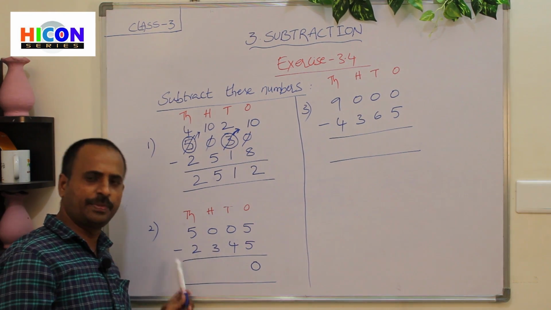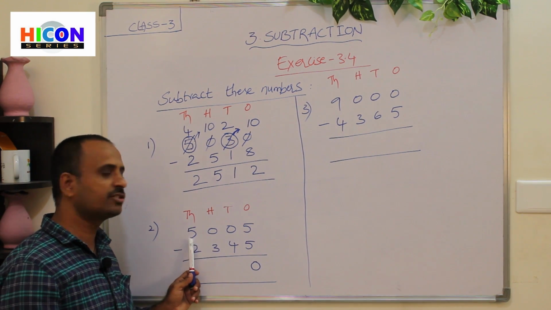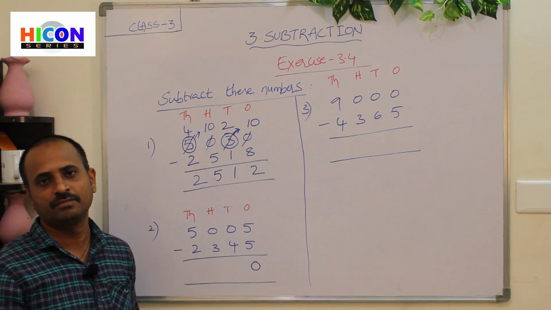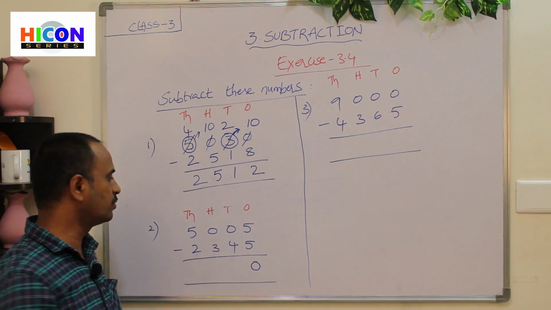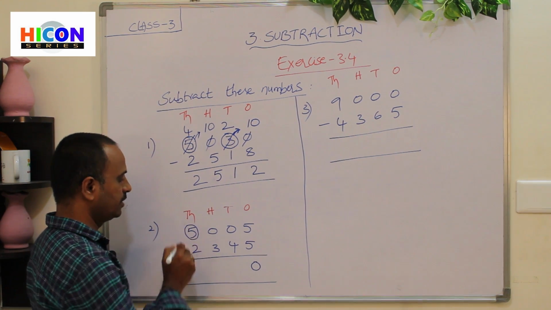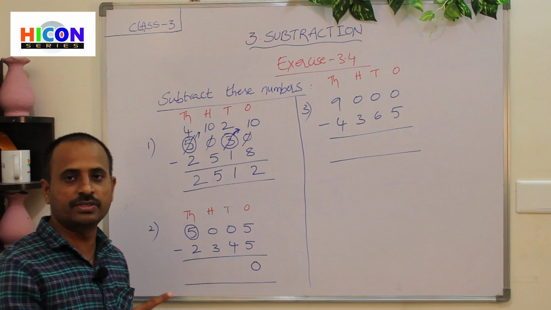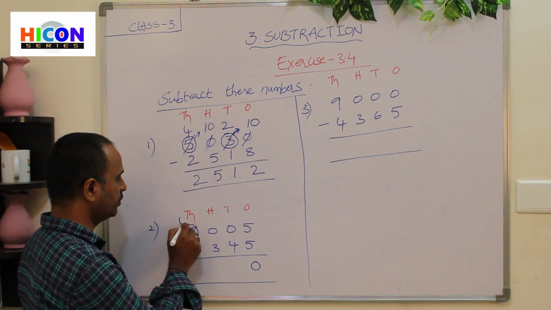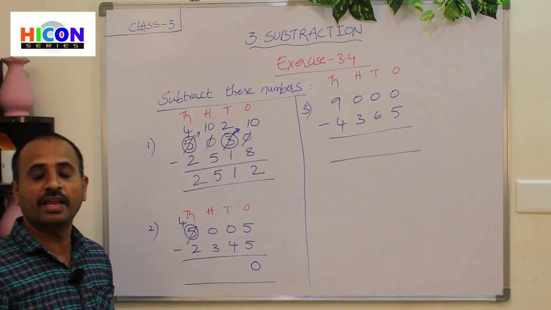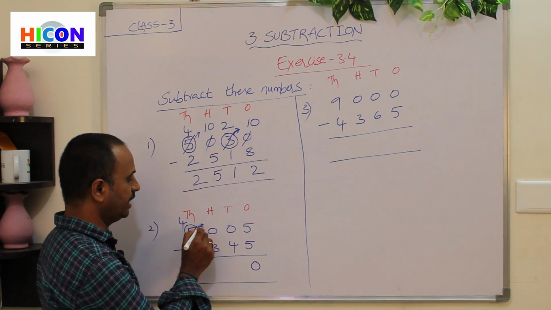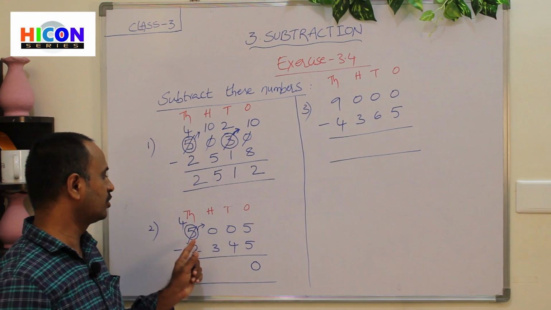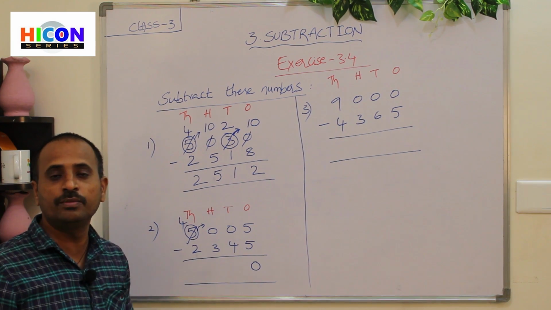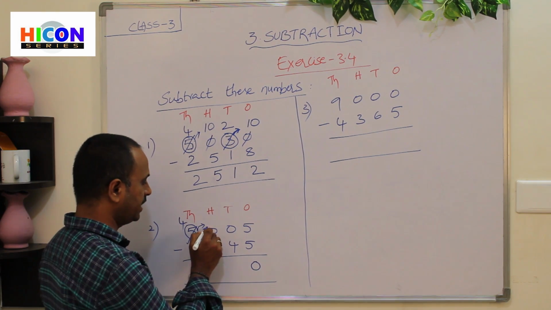Now go to its next place. What is its next place? Thousands place. How many thousands are there? There are 5 thousands. So borrow 1000 from 5 thousands. If we borrow 1000 from 5 thousands, how many thousands will be there? There will be 4 thousands. So write 4. And carry 1000 to the hundreds place. If you carry 1000 to the hundreds place, how many hundreds will it become? 1000 becomes 10 hundreds. So write 10 here.